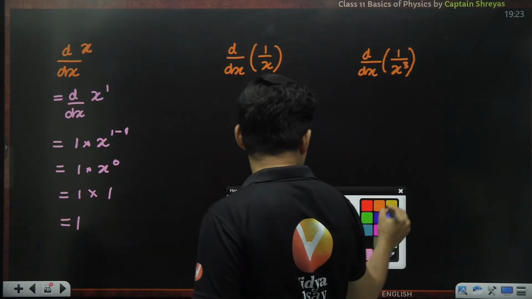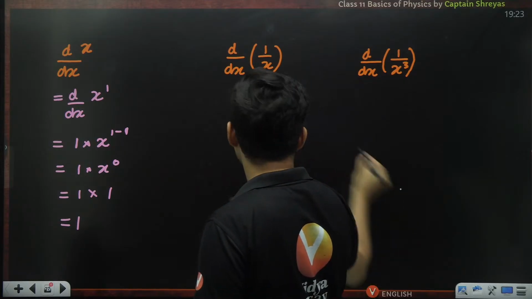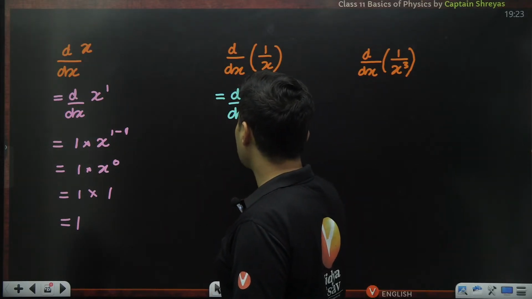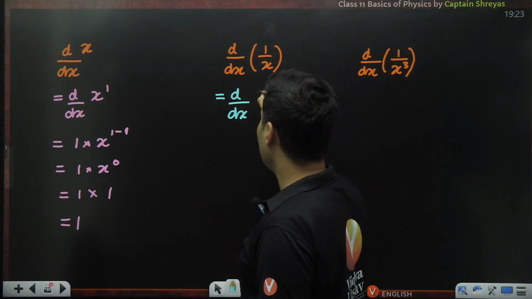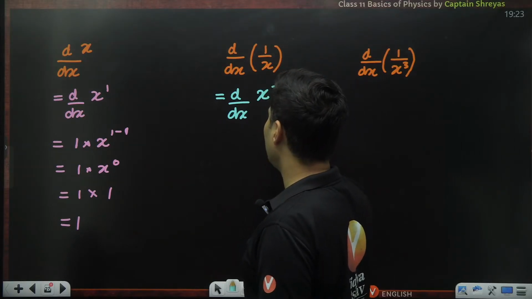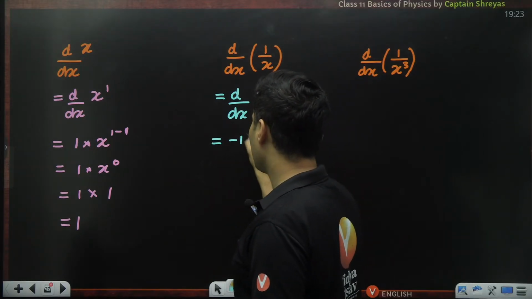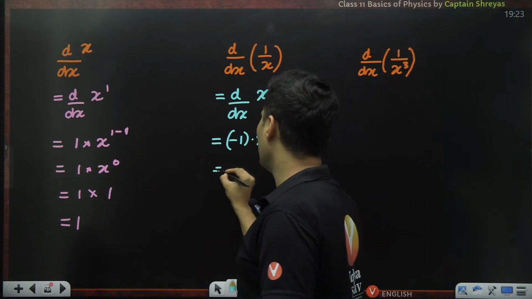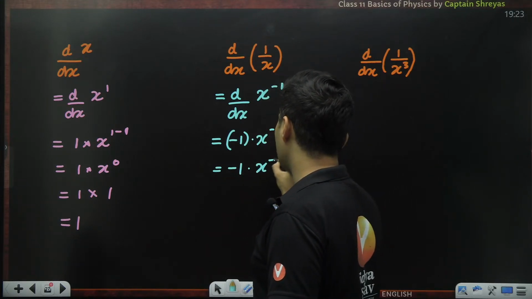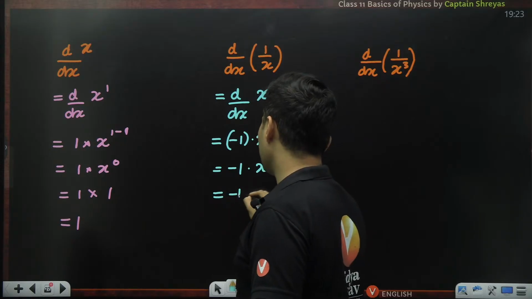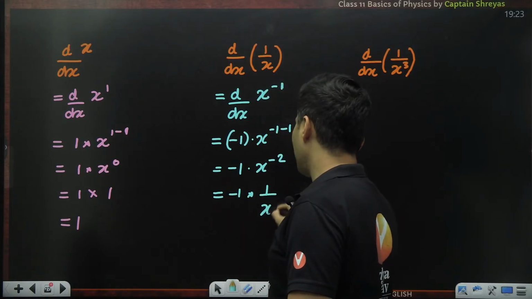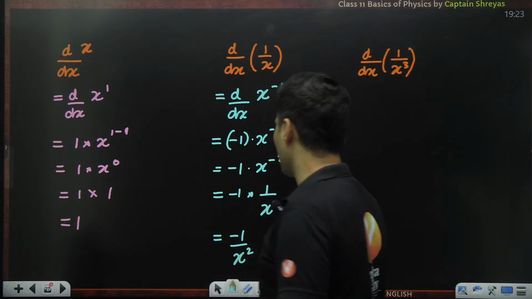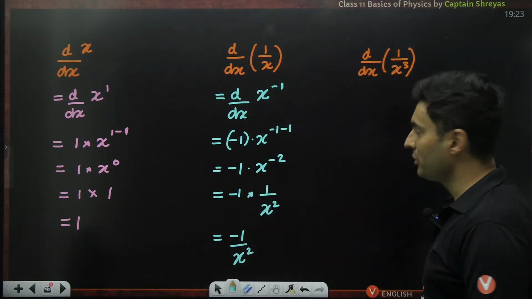How about this? Whenever things are below, just take it on the top. So this is as good as saying d by dx. This is positive power in the denominator. It becomes negative power in the numerator. So that power comes outside and reduce that power by 1. So it will become minus 1 into x raised to minus 2, which is minus 1 multiplied by, this is x square. So you can also write it as minus 1 by x square. So that is the answer for this question.